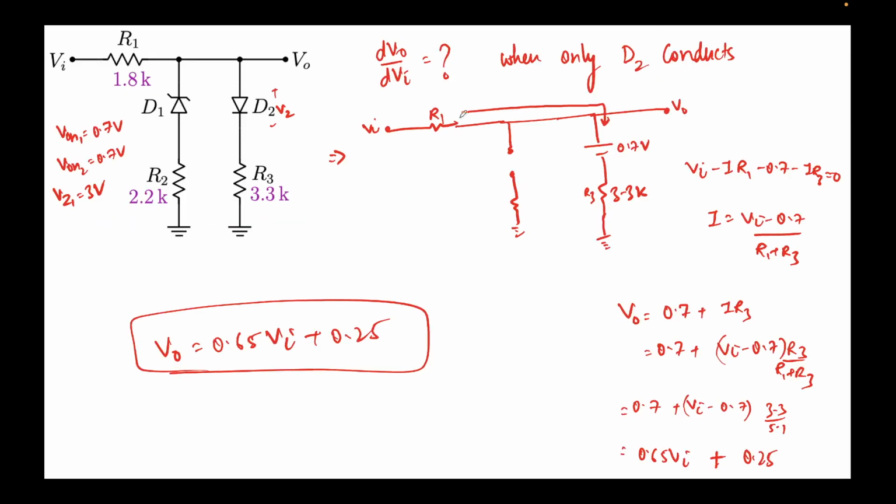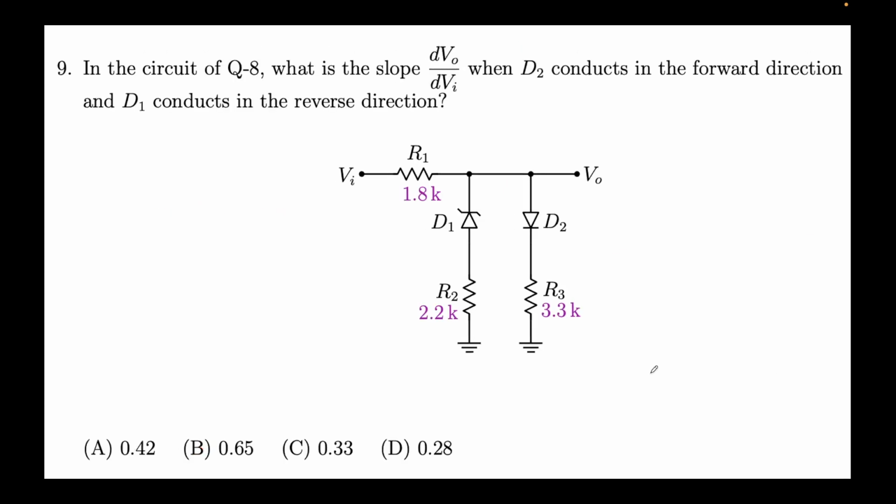It was given that only D2 conducts, so D1 we completely eliminated from the picture, and we simply find V out versus Vi by using KVL, and nothing else, nothing special, just that D1 has to be eliminated from the picture, right? Now we'll quickly move forward.